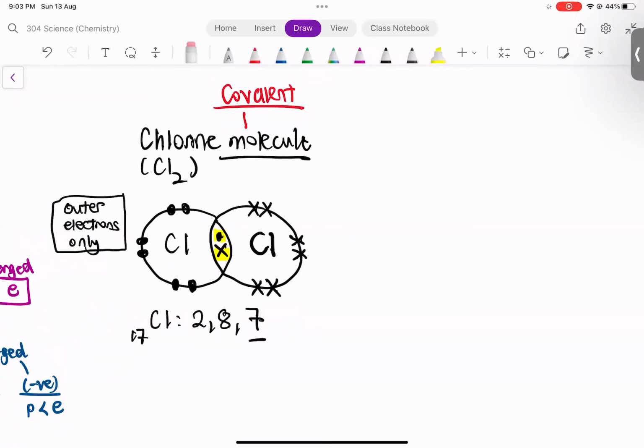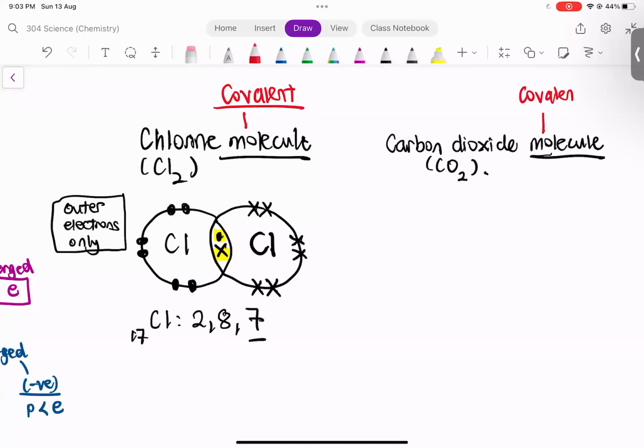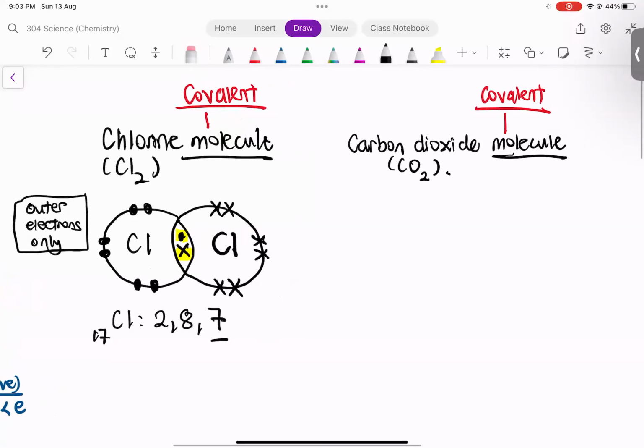Of course, the next example that is very commonly tested, that you have seen so many times, is carbon dioxide molecule, right? So carbon dioxide is CO2. So again, the word molecule is used. This means that the bonding in CO2 is definitely covalent bonding. It involves sharing of the valence electrons. So how do we draw CO2? The principles are still the same.